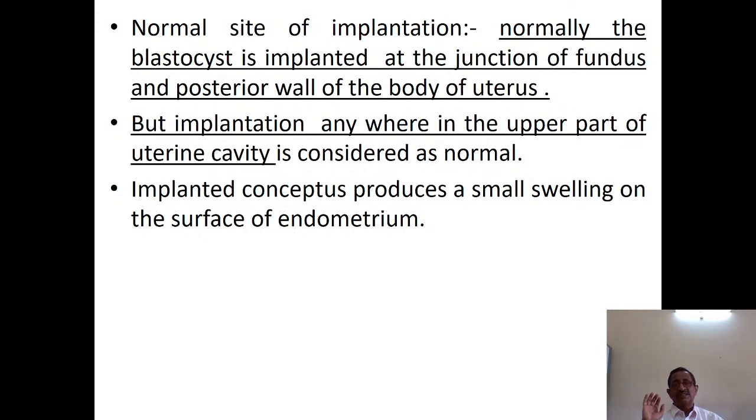But implantation anywhere in the upper part of the cavity is considered normal. So the lateral part or anterior part of the uterine wall, just below the fundus, is considered normal. It should be above the cervix. The implanted conceptus produces a small swelling on the surface of the endometrium, a little above the endometrial surface.